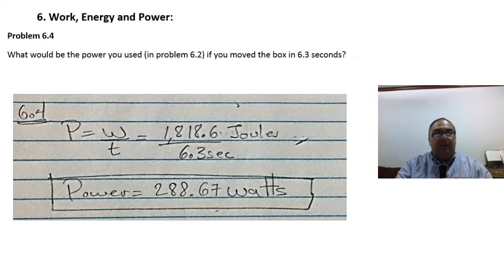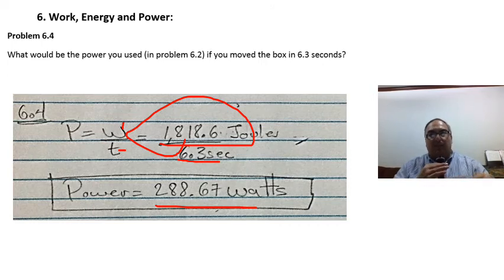And this one, they ask us what will be the power for the work that we just calculated here. So remember, power is work over time. So we divide it by time, and we end up with this, 288.67 watts.